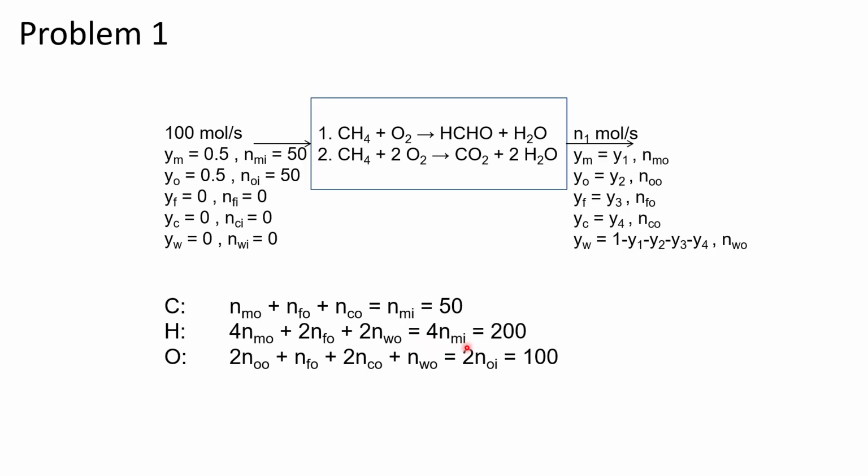Hydrogen flows in only with the methane, and we'll multiply the methane flow rate by 4, the 4 atoms of hydrogen we have per molecule of methane. We know the flow rate of methane coming in is 50, so 4 times 50 is 200. And we'll repeat the very same thing for oxygen.